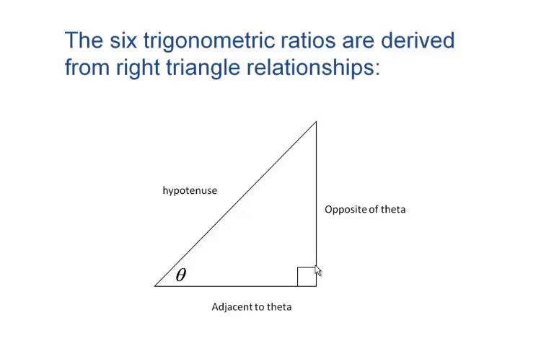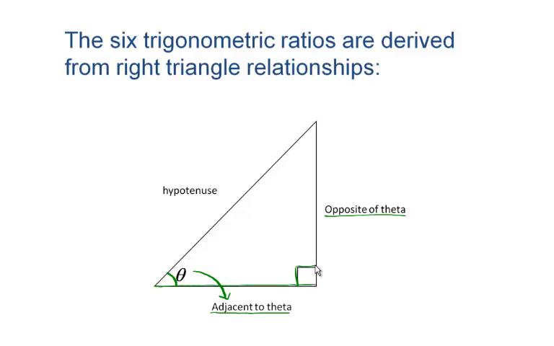Here we have a right triangle. We know it's a right triangle because it contains a right angle. And that means that we have 2 acute angles that are on the other 2 corners of our right triangle. I have labeled one of those angles theta, and I am going to talk about the sides of this triangle in relationship to theta.